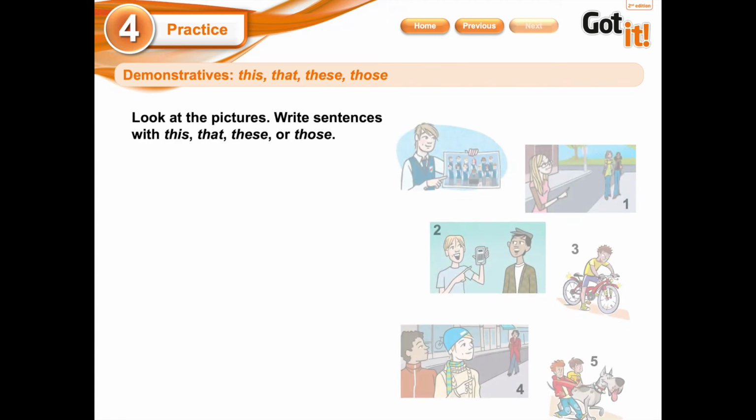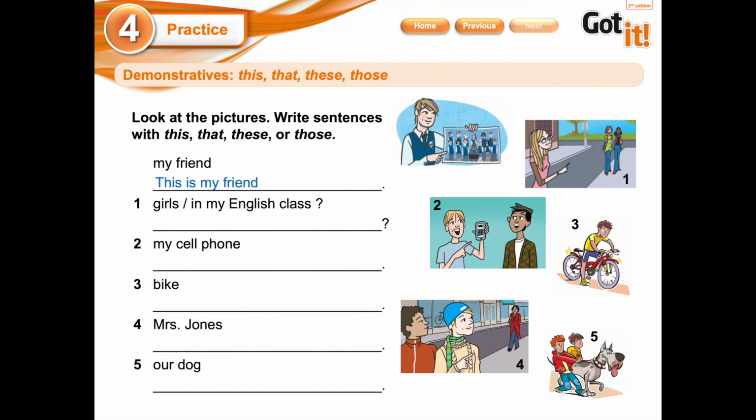So, look at the pictures and write sentences with this, that, these, or those. You're going to pay attention to the photograph. This is the example and it says "my friend." So, pay attention to the photo and tell me, this is my friend. You have to use the verb to be. Let's begin with photo number 1.